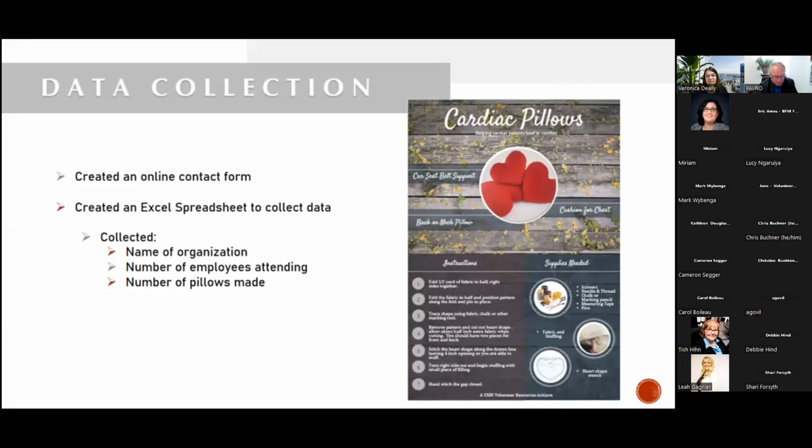And then we created an Excel spreadsheet to collect data. There were two types of data that we were collecting. Number one was funding data, so how much in donations we were getting from the program. Another tab on our Excel spreadsheet was how much we were spending on supplies. And then another tab collected the name and organization of the corporate volunteers, how many employees attended, and how many pillows they actually made.